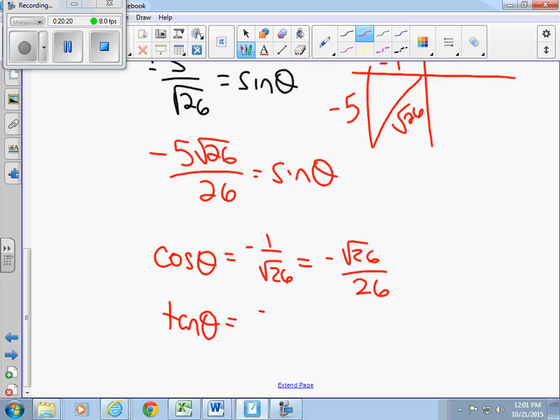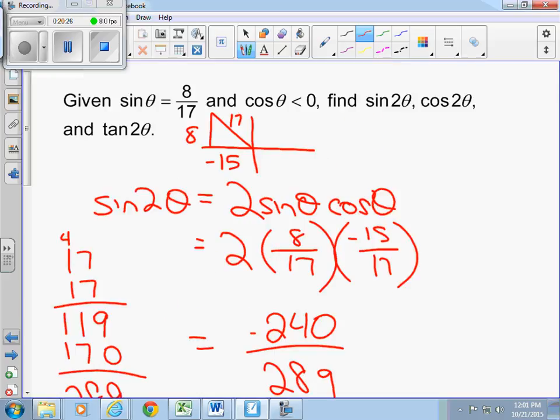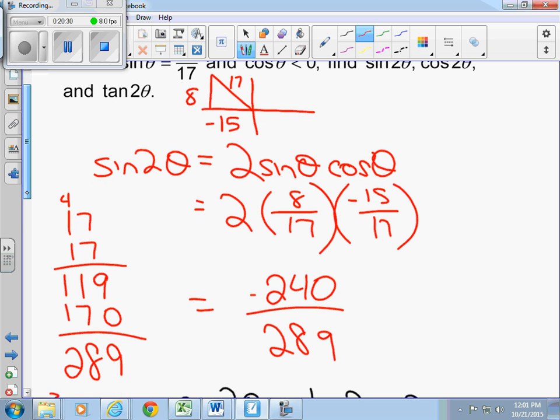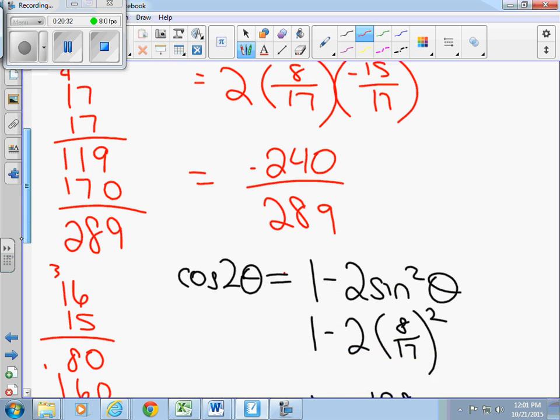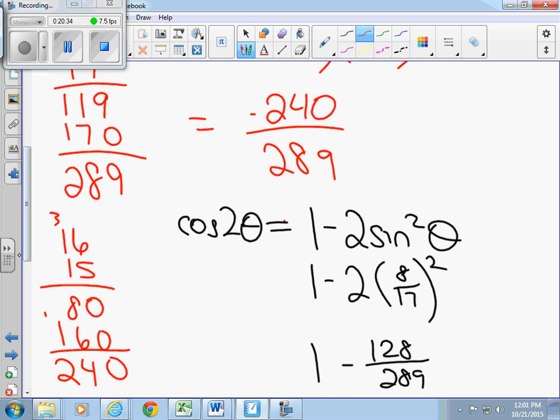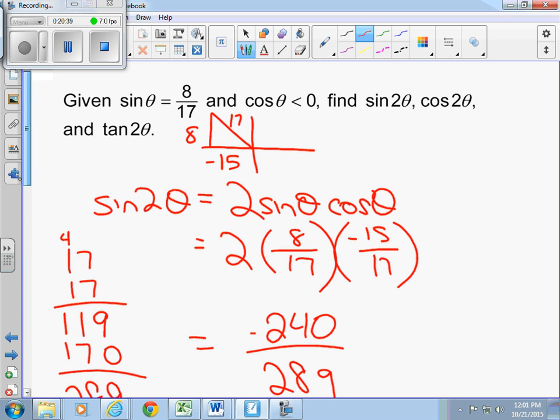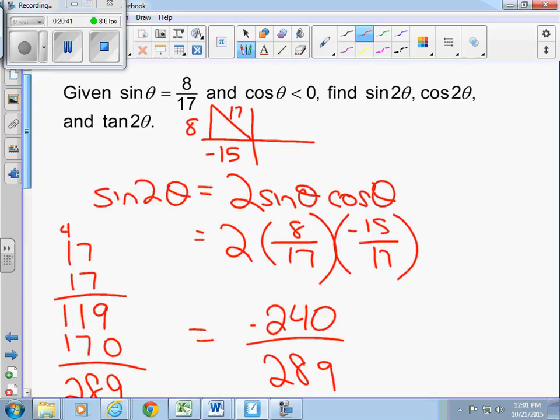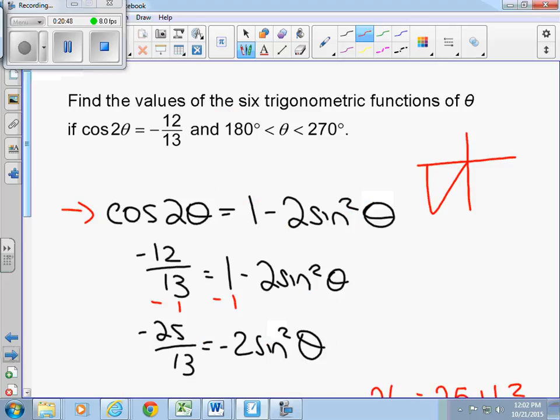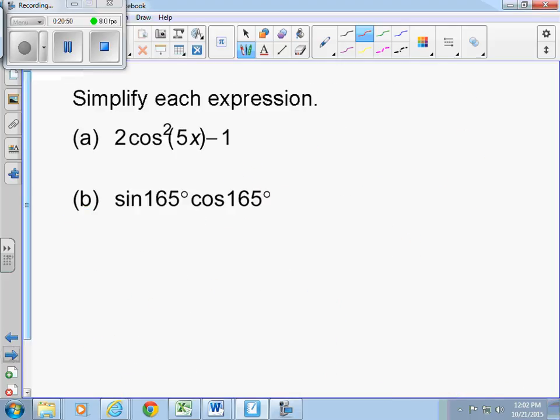You can do that on the last one too, but you just have to plug it in the equation. On this one, I did have to go ahead and find 2 of them. I had to find cosine also, because I don't know what quadrant 2 theta's in. So I wouldn't be able to choose plus or minus on that. You know what I mean? You just guess. I mean, if that's how you like to live your life, I suppose.